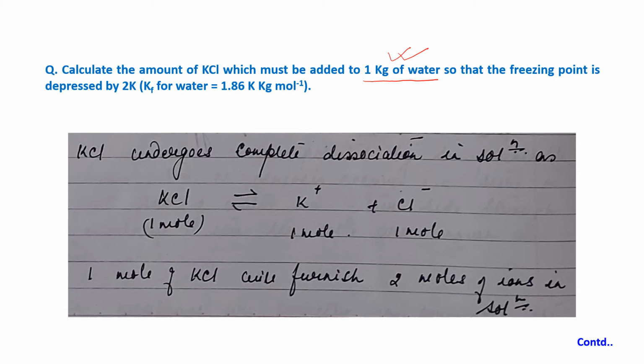Now KCl undergoes complete dissociation in solution, that you all know. So KCl will dissociate into K plus and Cl minus. So you can understand that 1 mole KCl dissociates to give you 1 mole of K plus and 1 mole of Cl minus. So 1 mole of KCl will furnish 2 moles of ions in solution. So naturally you have to calculate the Van't Hoff factor here.